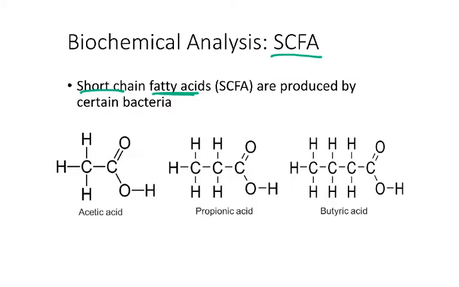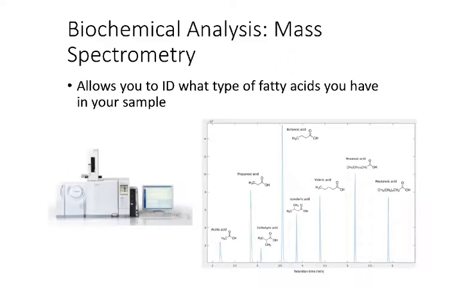So here we have some examples of short-chain fatty acids that they talk about in the paper: acetic acid, propionic acid, butyric acid. They're called short-chain because these carbon chains here are all relatively short. So that's what they mean when they say short-chain fatty acids. And again, just a little bit of methodology. They identified what type of fatty acids were in their sample using something called mass spectrometry.